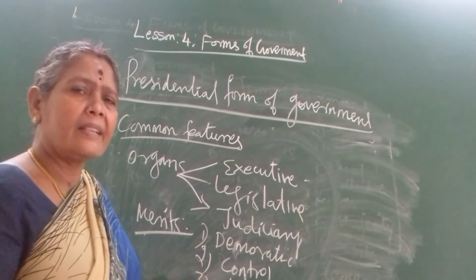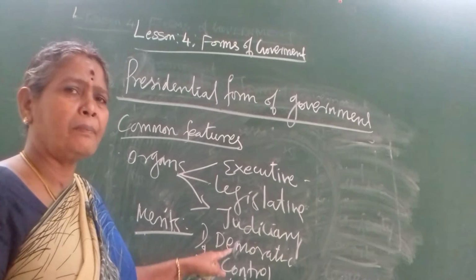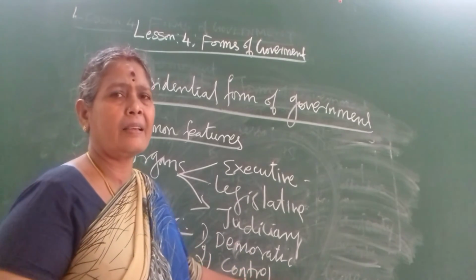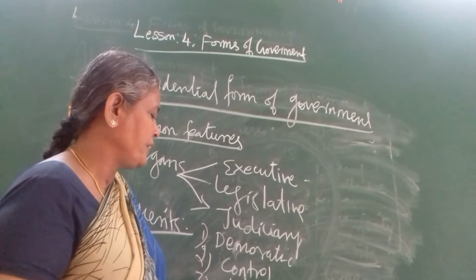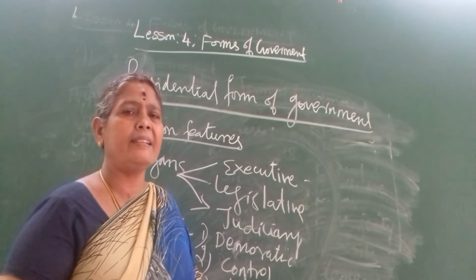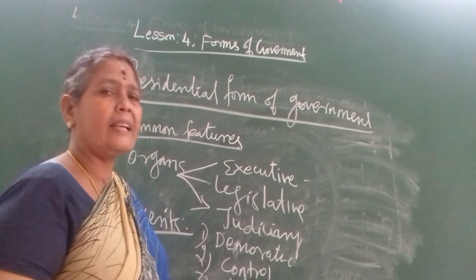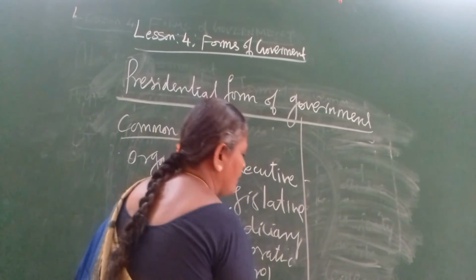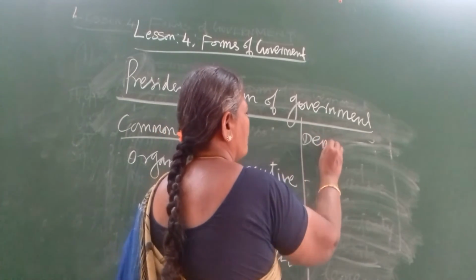Here, the next merits of the presidential form: democratic nature is provided. The president has the capacity to control the state. He has the power of decision making on policies. Then it results in a stable state government. Then the demerits of the presidential form of government.